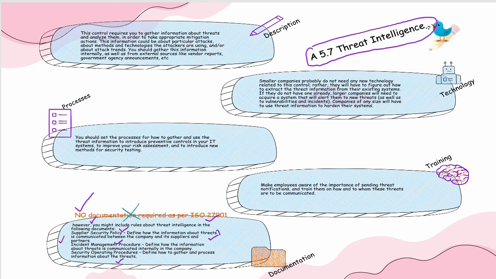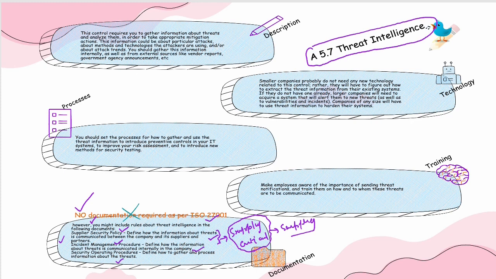So that is being taken care of properly in supply chain, right? One of the most critical areas for the organization to take care of this kind of risk is supply chain. You can address that in your supplier security policy, and then in your incident management procedure. For example, define how the information about the threat is communicated internally in the company.